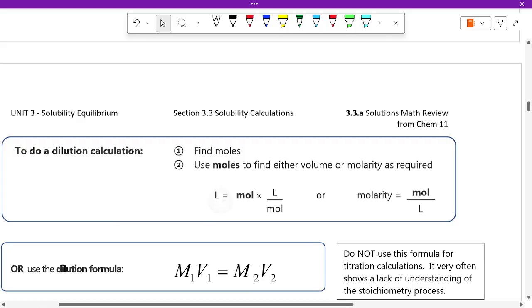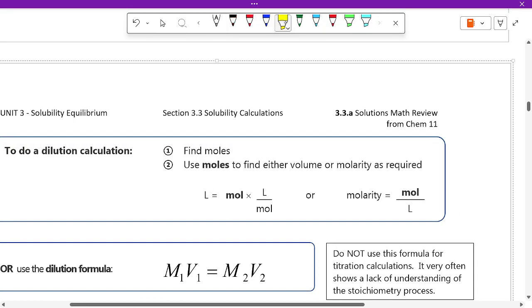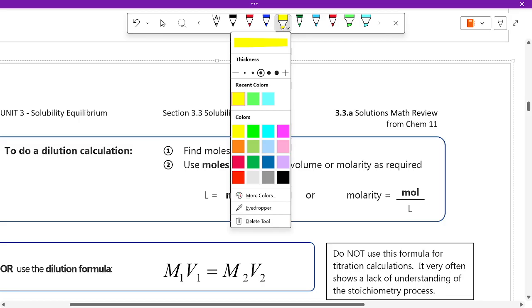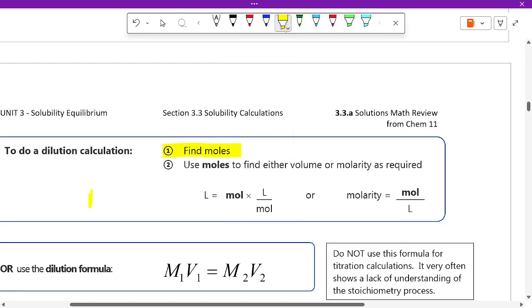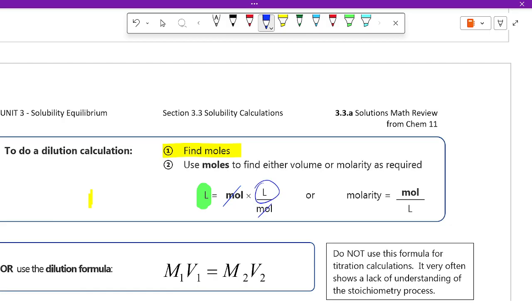Okay, so to do a dilution calculation, basically step 1 is always just find the moles. Step 2, you're going to take the moles. If you are asked to find liters, you're going to take liters per mole because that will cancel out the moles and leave you with liters. If you want to find the molarity or the concentration, you're going to take your moles and divide it by your new liters.